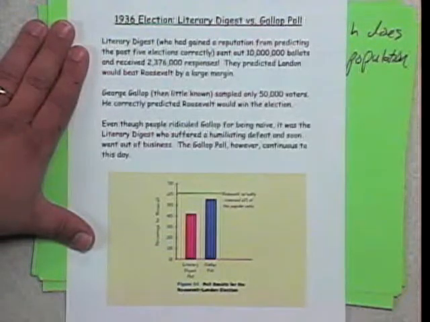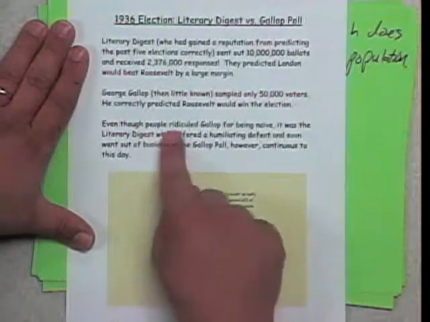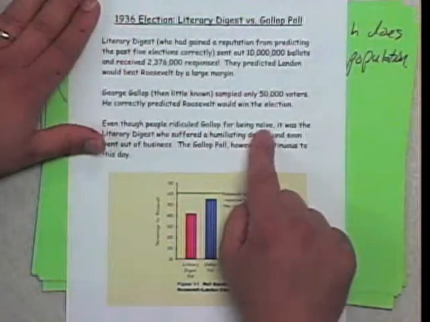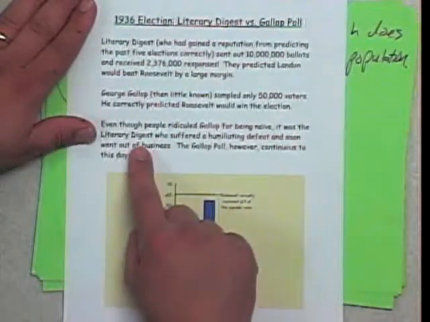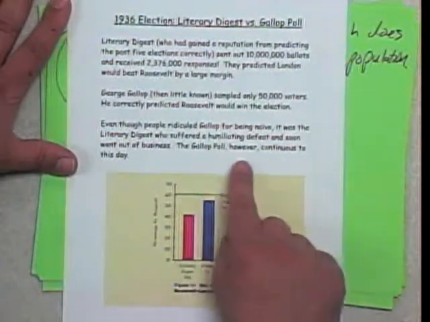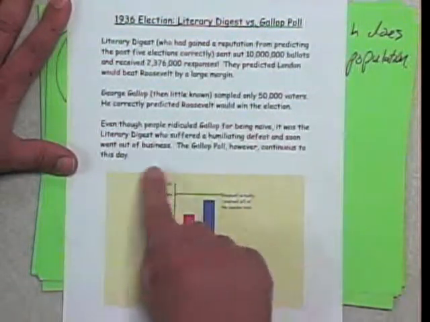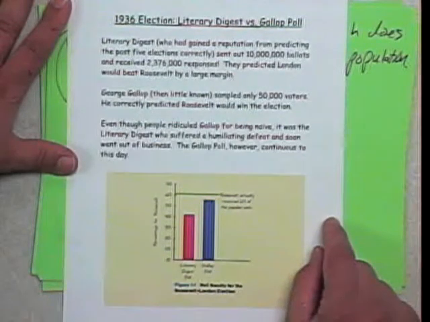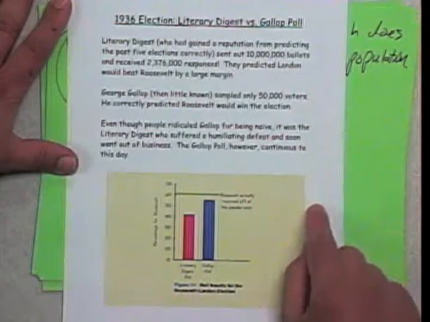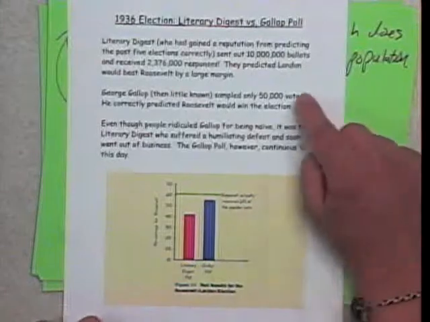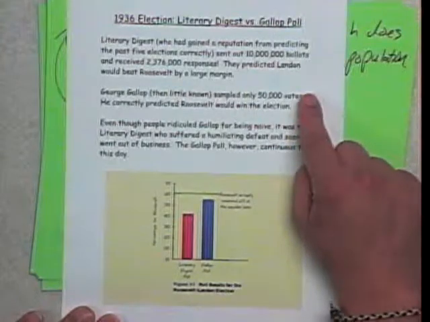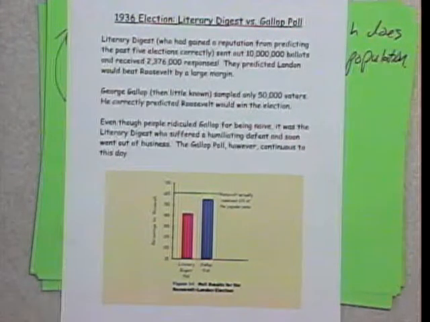It's kind of a neat story because Gallup was ridiculed for his prediction because he only sampled 50,000 people, but the Literary Digest suffered a humiliating defeat and soon went out of business. And the Gallup poll is still continuing to this day. So he made a name for himself here by correctly predicting the election. The way that he did it is he had a randomly selected sample. Everybody in the United States had the same chance of being selected as everybody else.